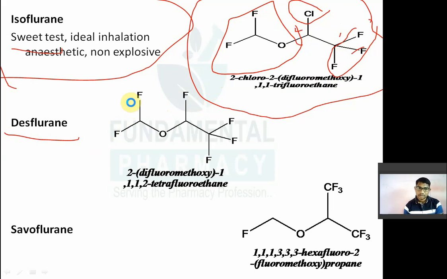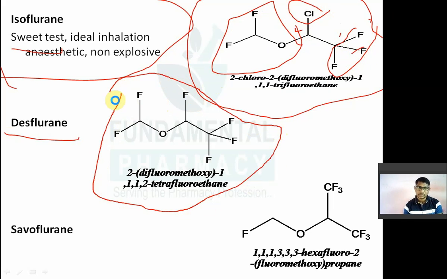Next one is desflurane. So it is the structure of desflurane. Most of the qualities of these fluorinated hydrocarbons are the same. So you can see desflurane 2-difluoromethoxy 1,1,2 tetrafluoroethane. सबसे ज्यादा फ्लोरीन किसमें है? इसमें tetrafluoroethane. 2 into difluoromethoxy. Carbon number 2 ये है, 1,1,1,2 tetrafluoroethane. ये 3 फ्लोरीन, tetrafluoroethane.